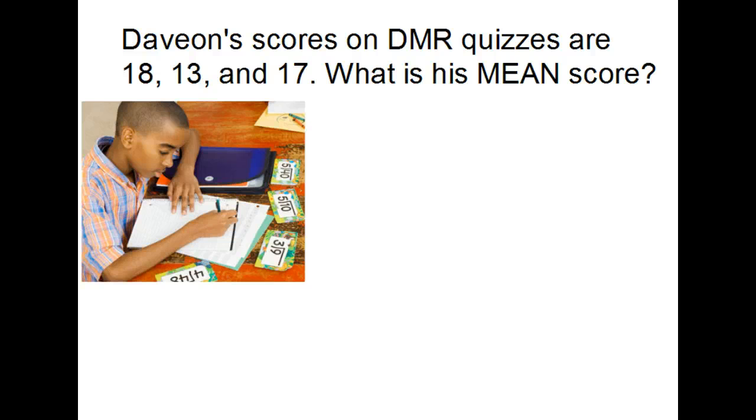So let's try a couple out here. We have Davion. He took some DMR quizzes, 3 of them in fact, and his scores are 18, 13, and 17. So step 1 is add up all of those numbers. I'm starting from the bottom here just because I like 7 plus 3 is 10, plus 8 is 18. Carry my 1 up here into the tens column because it's really a 10. 1, 2, 3, 4 tens, which would be 40, so I got 48.